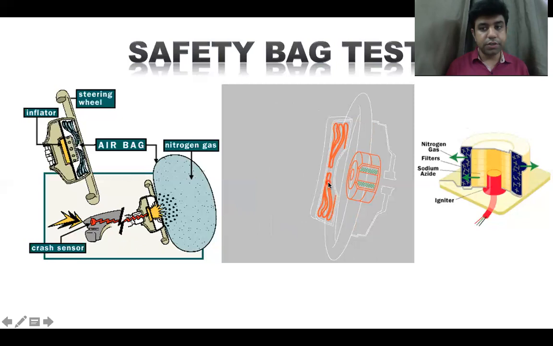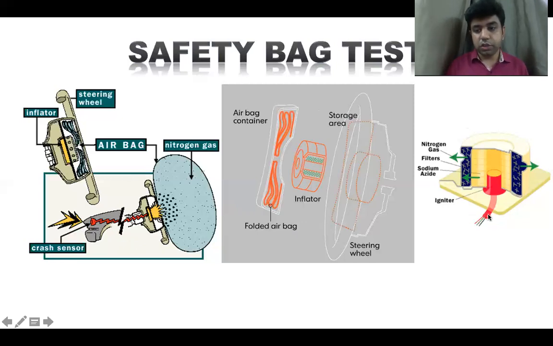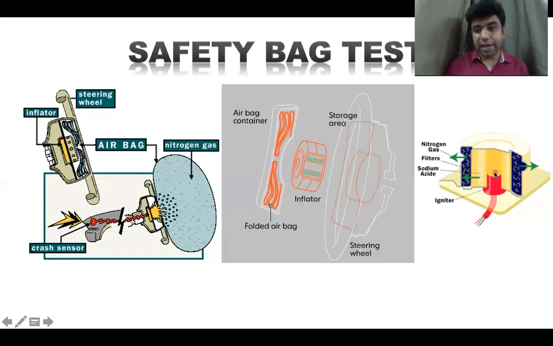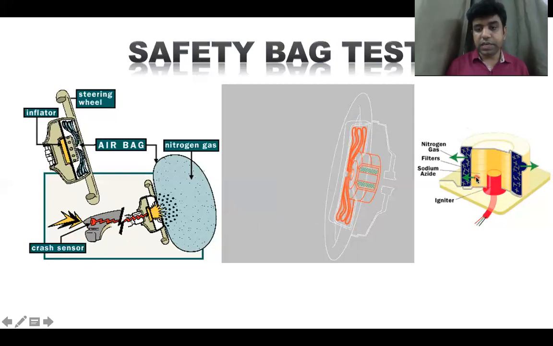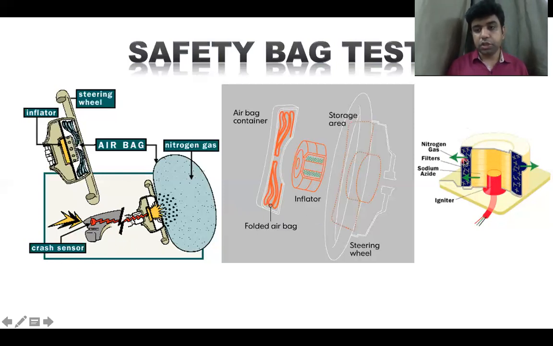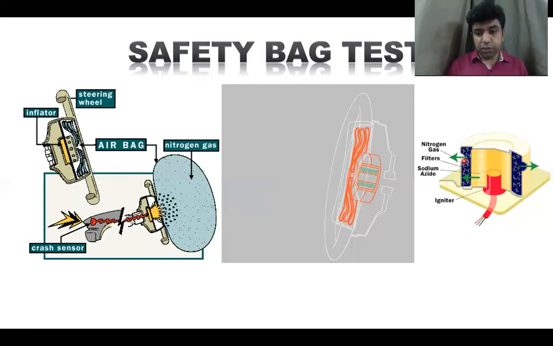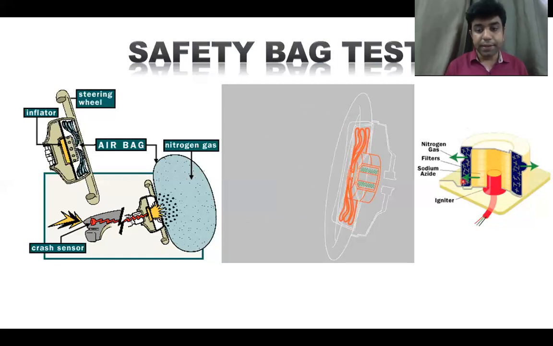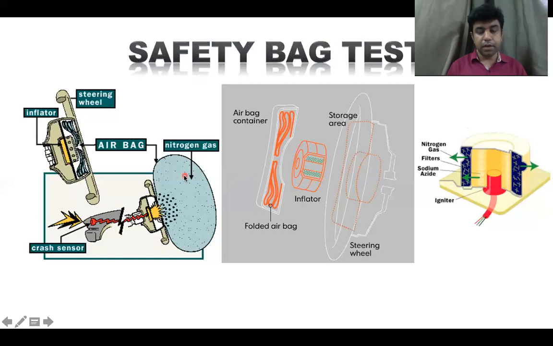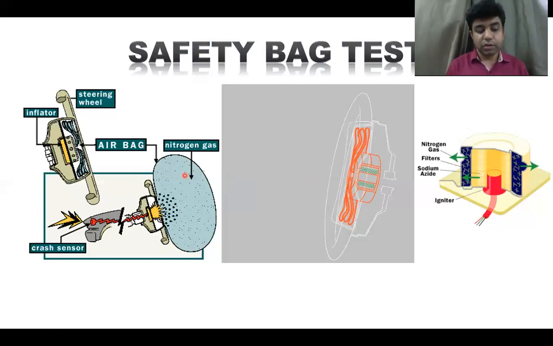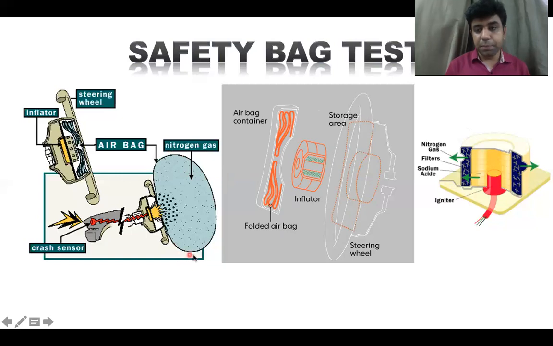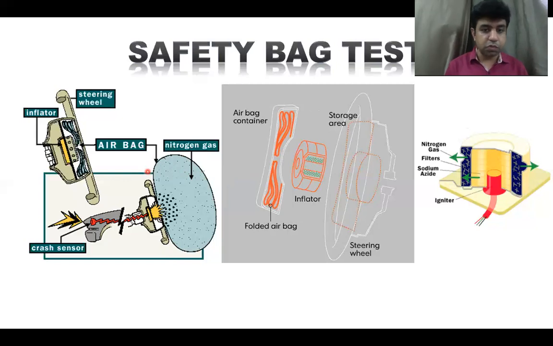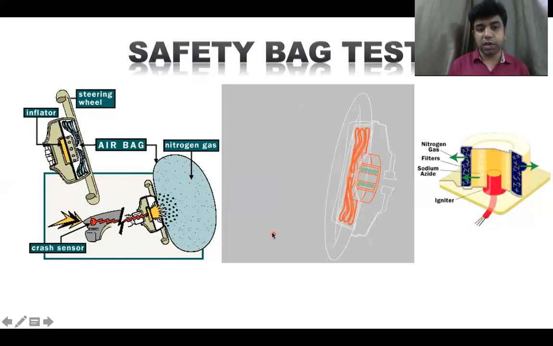Now, what this inflator does is, this inflator will ignite this particular zone. This particular inflator is having an igniter, sodium azide, and nitrogen with them. So on igniting the sodium azide, that nitrogen gas will be liberated, right? So that nitrogen gas will be liberated in a fraction of a second, and that will actually protect the particular driver or co-driver. But the thing we need to understand is what we need to test whenever we talk about this kind of airbag testing.